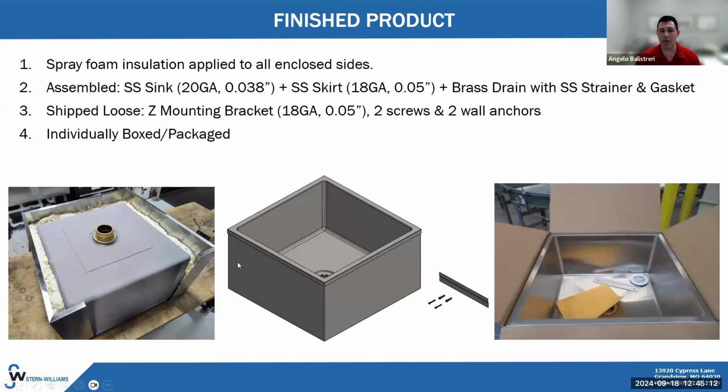Now the skirt itself, the outside level that you can see here, we figured is the piece that's going to take the beating the most, because that's where mop buckets slam into it, or somebody kicks it with their boot. So we made that one out of an 18 gauge, a little more robust. Then we have a brass drain assembly that comes with it, which includes a stainless steel strainer and a gasket. We also include a mounting bracket, which we'll touch on in a little bit. And then of course we put it all in one box. Again, simplicity, putting it all together for the end user.